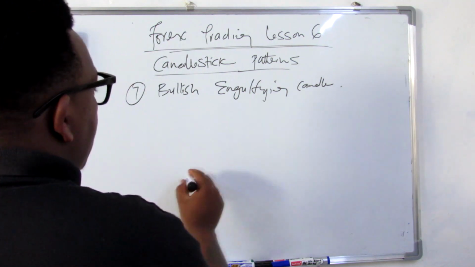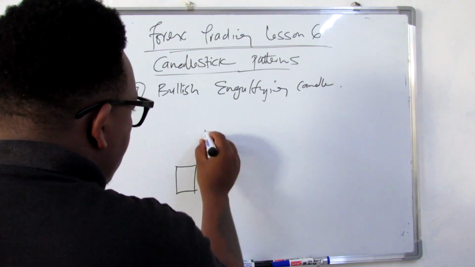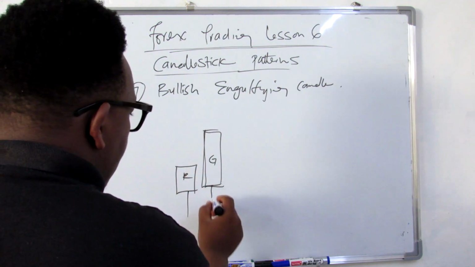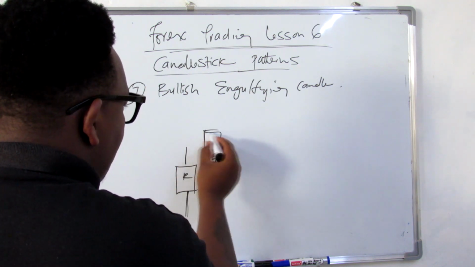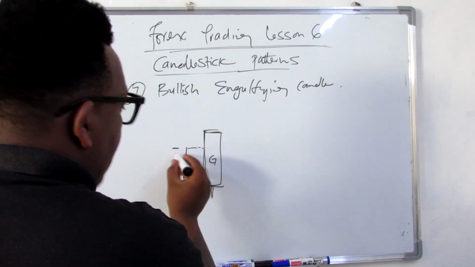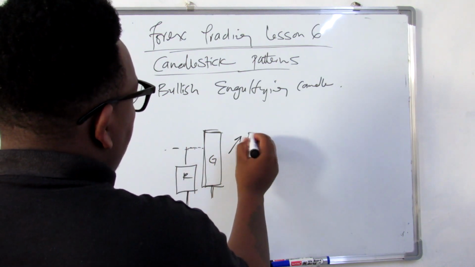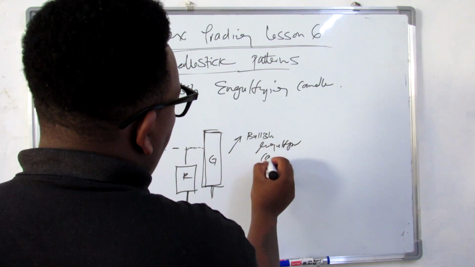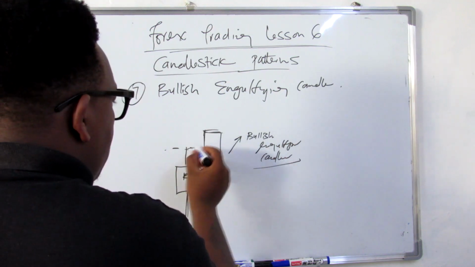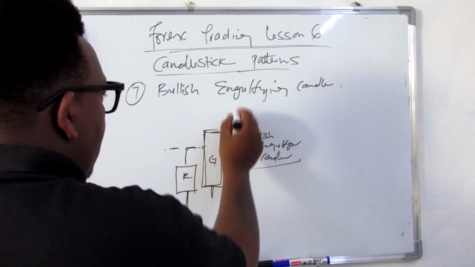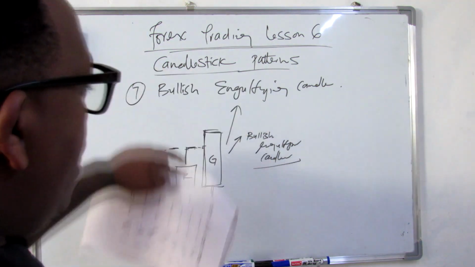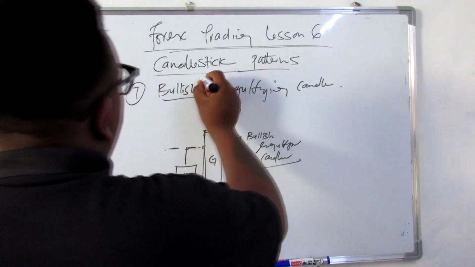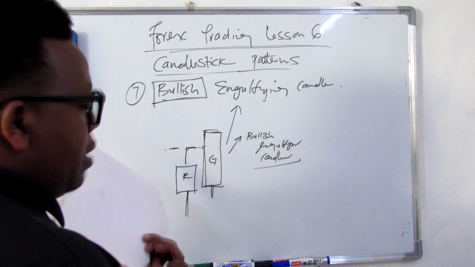For the bullish engulfing candle, you get to see one candlestick is bigger, and in most cases this candlestick closes. It doesn't matter the size of the wick, so long as the body closes above here. When it closes above this one, we call it a bullish engulfing candle. So when the body closes above this wick, it shows you that the market is about to go up, and that's what we call the bullish engulfing candle. And this one is a bullish candlestick, as the word goes. It's a bullish engulfing, it's a bullish candlestick.